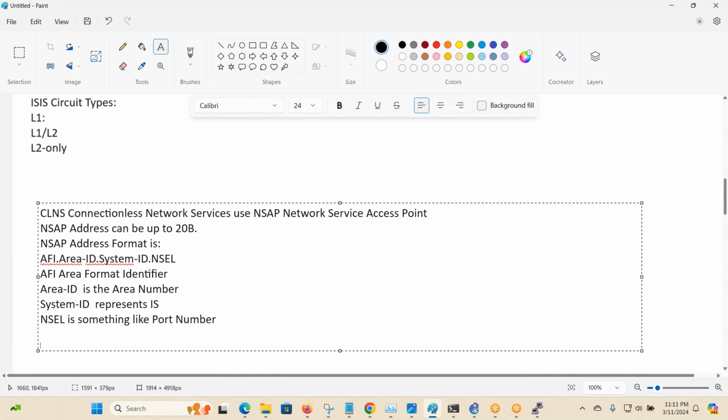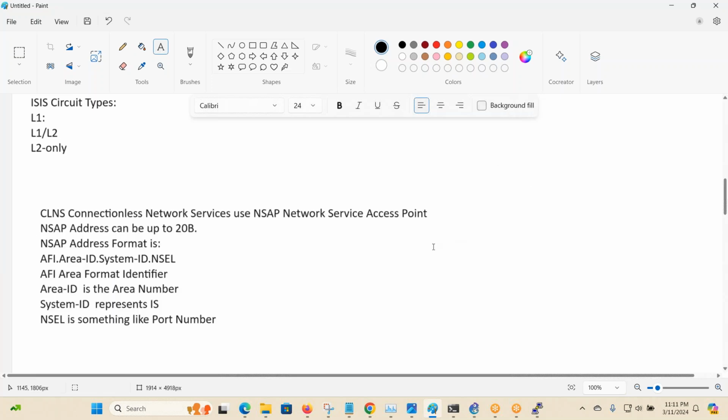Let's say 49. 49 represents the private address. 0001 is the area ID. 111.111.111 is the system ID, and 00 is the N-cell. So this address can be assigned to a router.